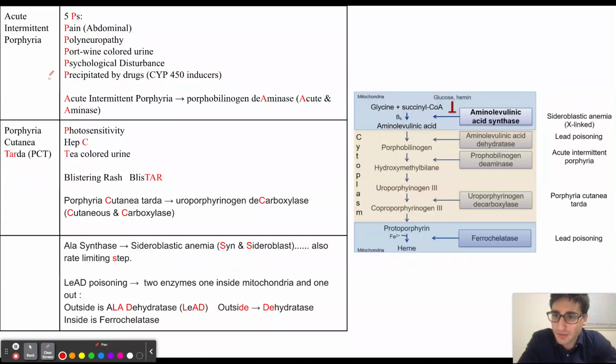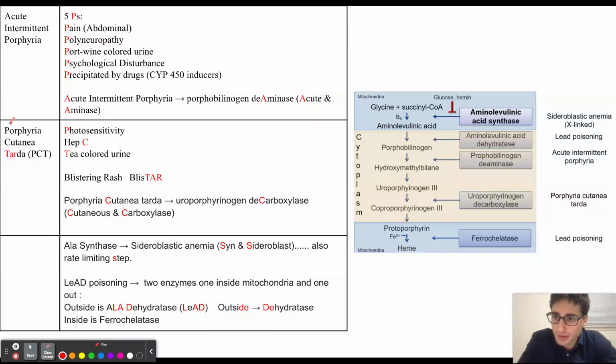Now, the enzyme deficiency that is going to occur in acute intermittent porphyria is going to be porphobilinogen deaminase. The way you can remember that this is going to be caused by a deaminase deficiency is that you can use the A in deaminase and associate it with the A in acute to help you remember that acute intermittent porphyria is going to be caused by a porphobilinogen deaminase deficiency.